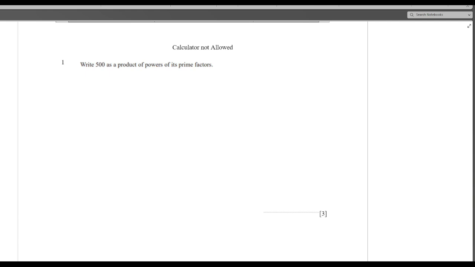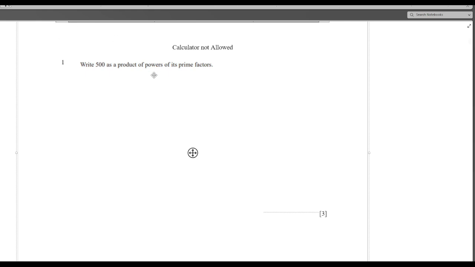Hello everyone, let us solve one practice paper. This is paper 2 for 100 marks. Duration is 2 hours and calculator is not allowed. Let us begin with the first question.